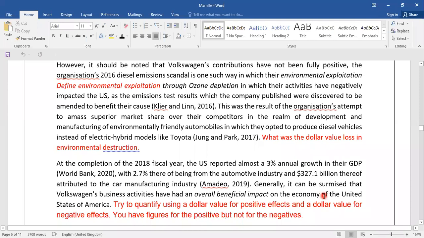So students always try to quantify. I'm seeing some people contributing in the chat. Mariel, yes, you'll try to get the data.